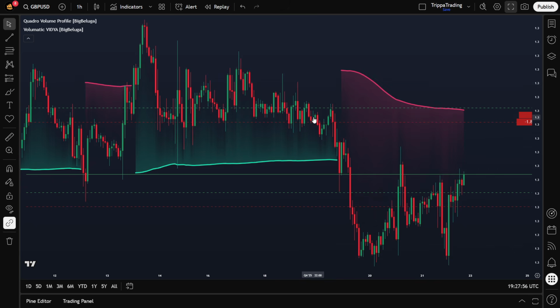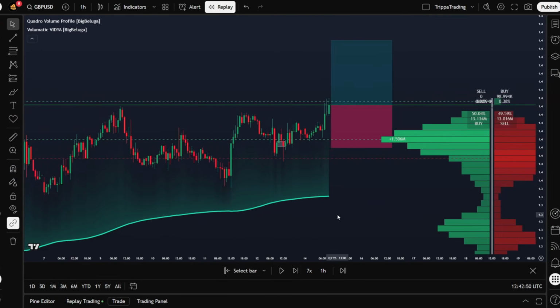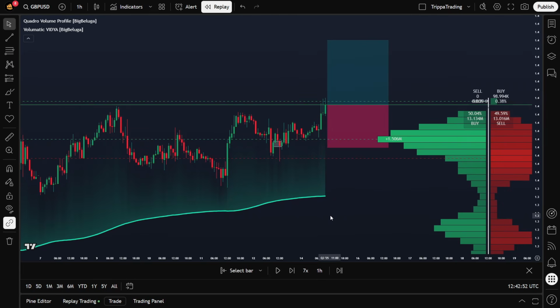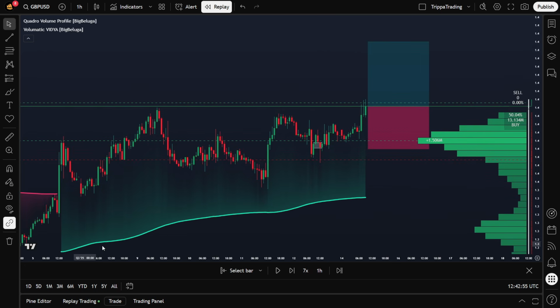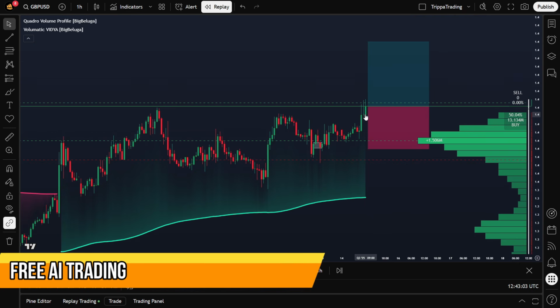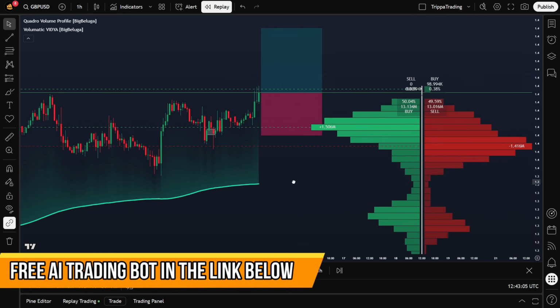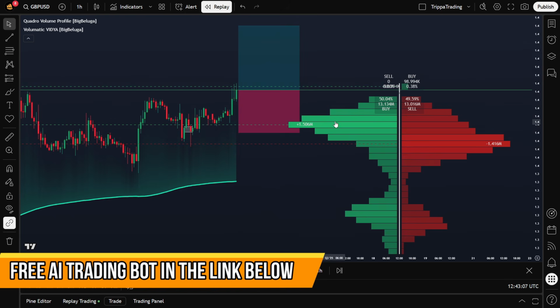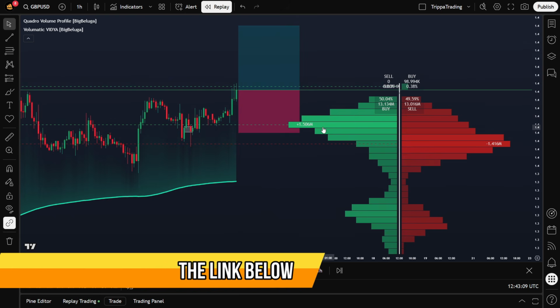Now, how do we actually take a buy trade with this setup? First, trend. We want the Vidya line green, with price clearly trading above it. That tells us buyers are in control, and we only want to buy dips. Second, we look at the Quadro volume profile and focus on the lower buy quadrant. That's the buy volume under current price.